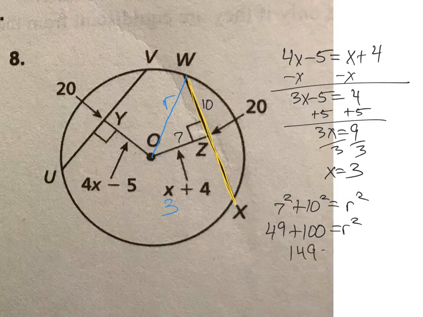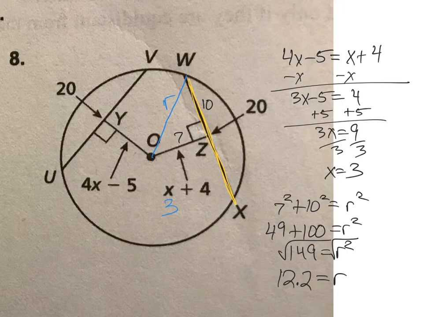So we need to take the square root of 149. And let's take a look at that. Square root of 149 is 12.2. Who got 12.2? All right, that's it for that. 10.3. We got a homework check tomorrow.